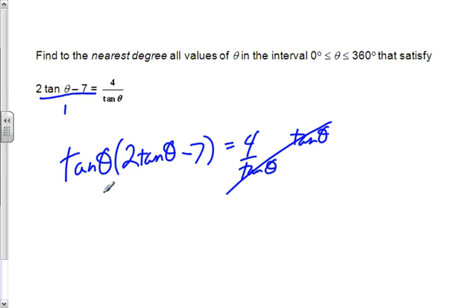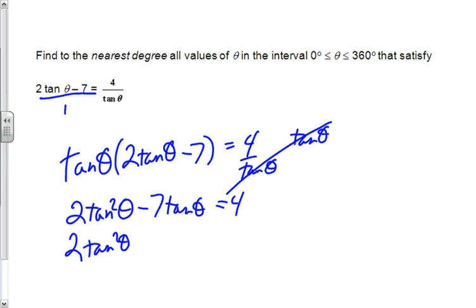So, multiplying that out and distributing, we get 2 tangent squared theta minus 7 tangent of theta equals 4. Wow, not very nice. Okay, now we've got to do what we got to do. So, we're going to get 2 tangent squared theta minus 7 tangent of theta minus 4 equals 0. Right? This is where I sometimes say to myself, ugh, tangent, that is just going to mess me up. Well, I'm going to replace tangent with x. So I really have like 2x squared minus 7x minus 4.